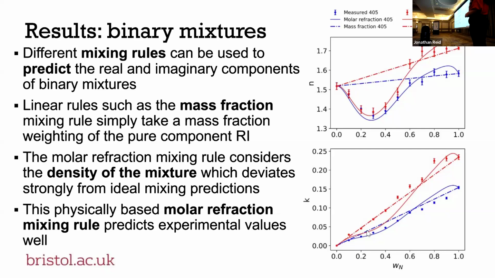And then quite often in the literature and in climate models, they use linear weighted mixing rules to try and predict the refractive indices of these binary mixtures. So here I've shown the mass fraction mixing rule, which basically just takes a mass fraction weighting of the pure component refractive indices. And we can see that particularly for this N, we see a highly non-linear relationship here between mass fraction and N.